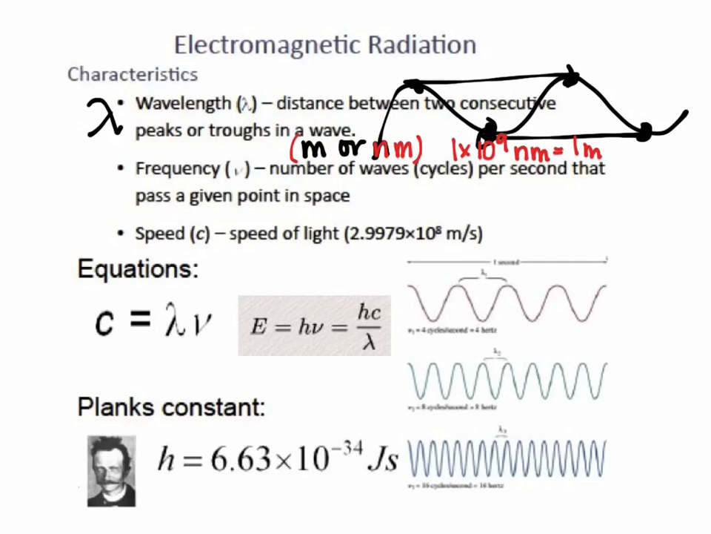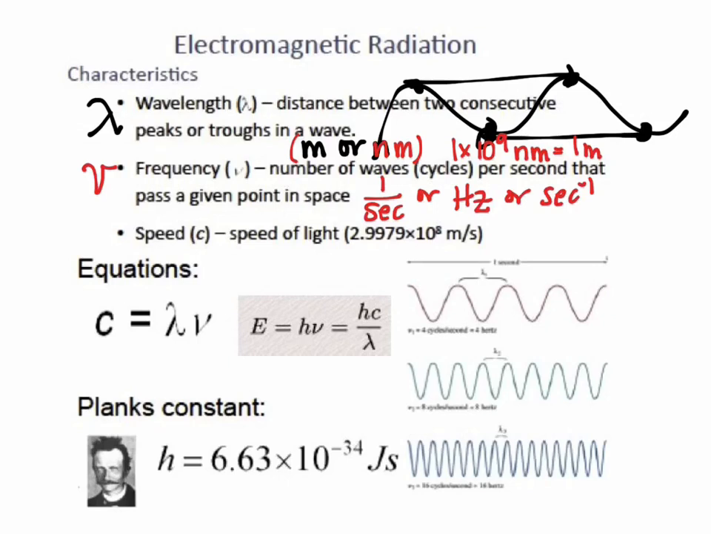We have frequency, which is the Greek letter nu. This is the number of cycles per second that passes a given point. So this is going to be 1 per second, or you may see it as hertz, or you may see it as seconds to the -1. It'll be written all 3 ways.